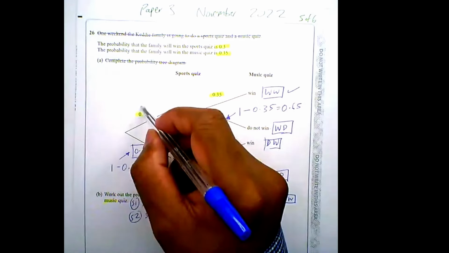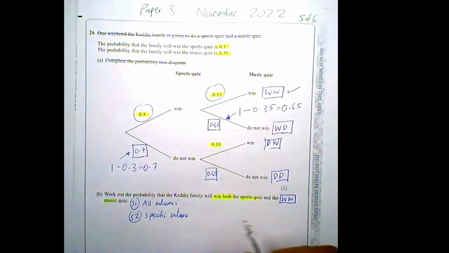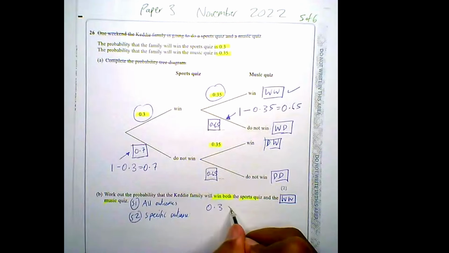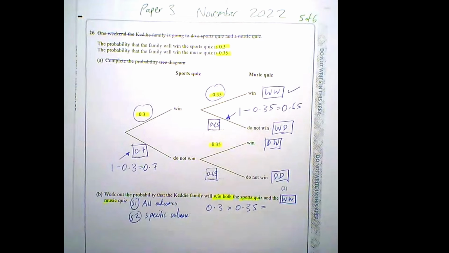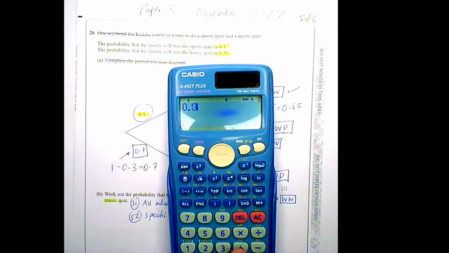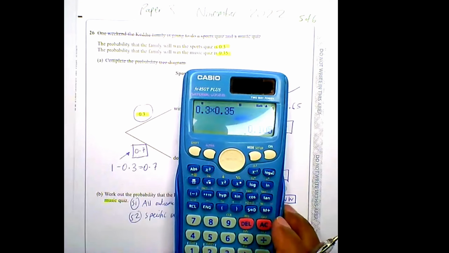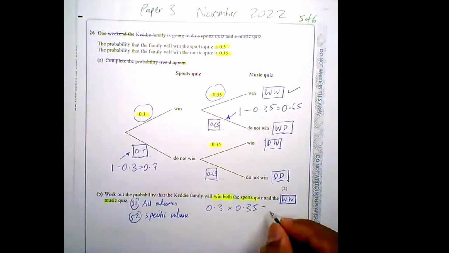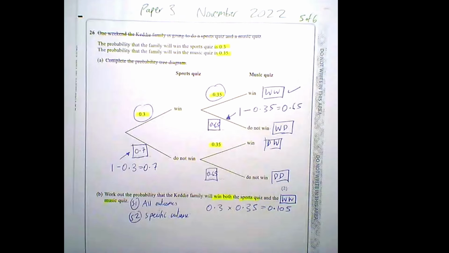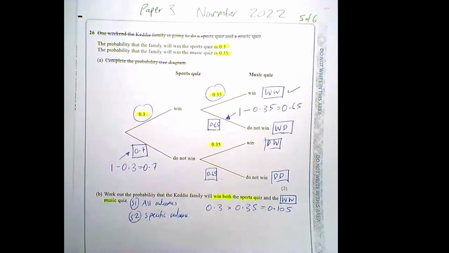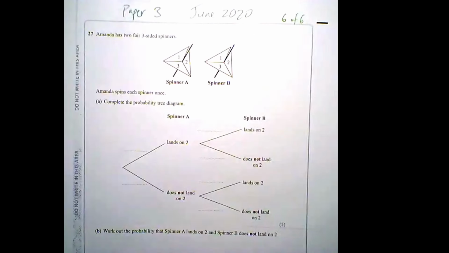So similar to before, I'm going to be taking these probabilities, 0.3 and 0.35, and I multiply them. So get my calculator out, 0.3 times 0.35. That gives me 0.105. Hopefully you got the same. So nice marks there. And on to our final question for today.